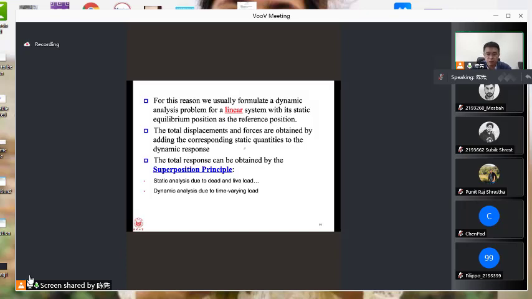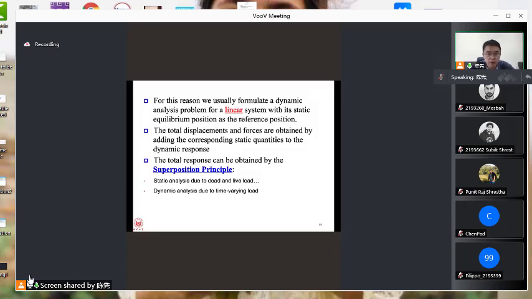So when I give you a problem, if the problem says please derive the equation from the static equilibrium position, or at the beginning of the problem I say that this system is at the static equilibrium position, then we apply a dynamic load, which means you don't need to consider the gravity force or the static force.